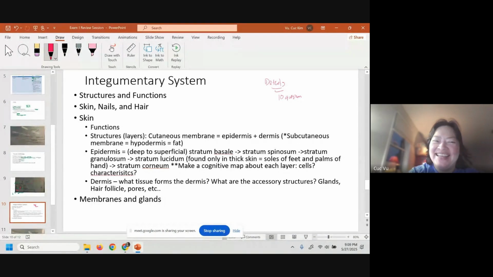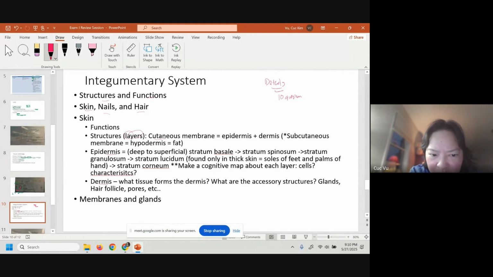Make sure you know structures and function, particularly of the skin, the nails, and the hair. For the skin, make sure you know the layers. It has the cutaneous membrane, then the epidermis, the dermis, and then the subcutaneous membrane.